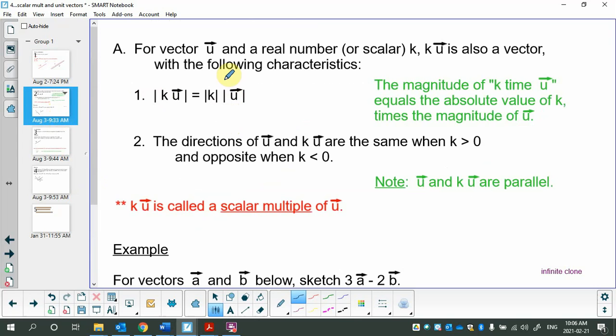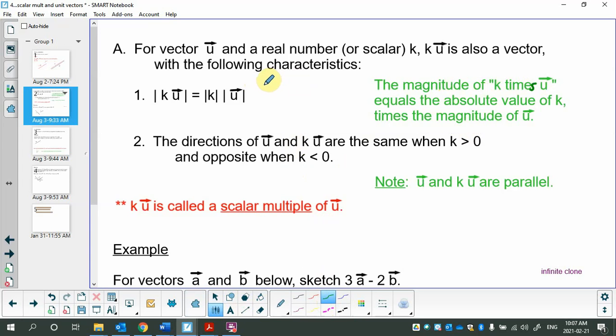So for vector u, whatever vector u it is, not specifically the one on the last page, and a real number or scalar, that's k, so u has the vector hat on it and k does not. k multiplied by vector u is also a vector with the following characteristics. The magnitude of k times vector u equals the absolute value of k times the magnitude of u.